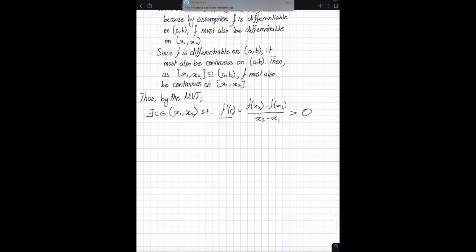Yep, so now we're almost done. All we need to do is multiply x2 minus x1 on both sides, or we can just multiply x2 minus x1 on the right hand side. So what we'll get is f of x2 minus f of x1 must be greater than 0, and this finally implies that f of x2 is greater than f of x1, which is precisely what we wanted to show. This completes the proof.